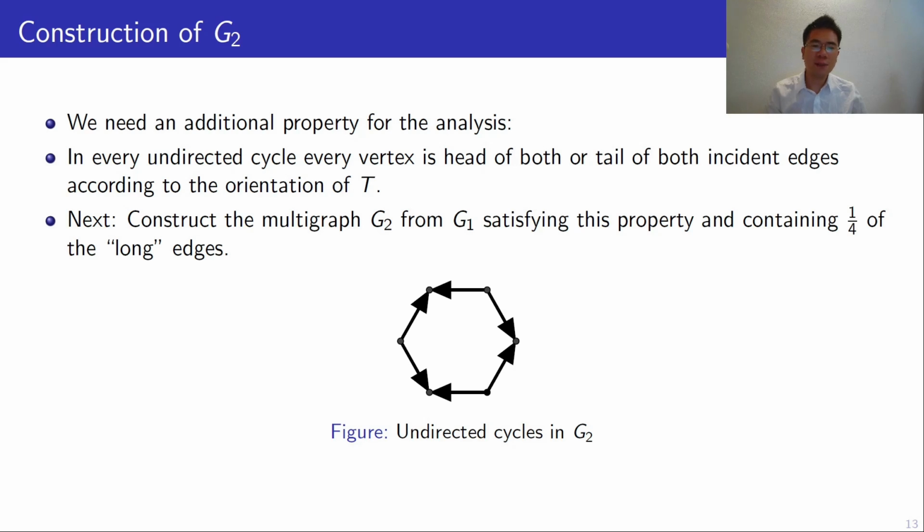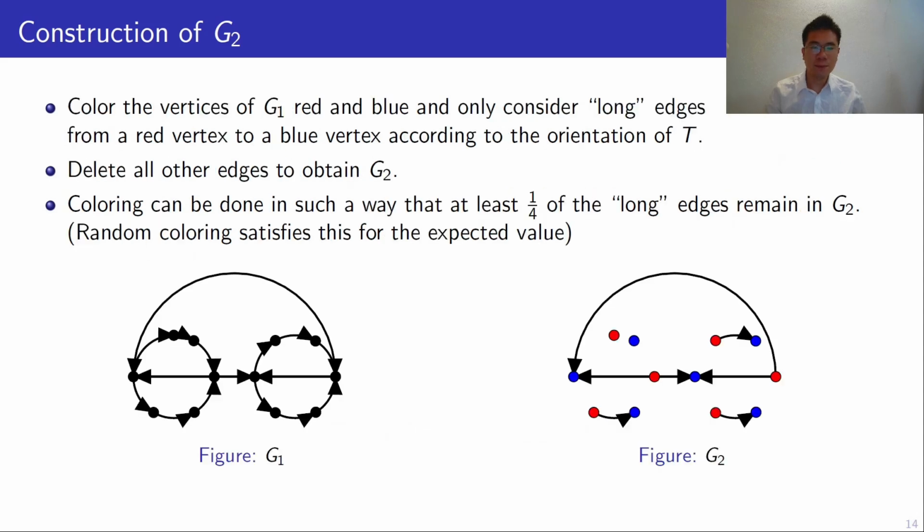So the next step is to construct the multigraph G2 from G1, satisfying this property and containing a quarter of the long edges. We do this by coloring the vertices of G1 red and blue, and only consider long edges from a red vertex to a blue vertex according to the orientation of T. So we will specify later how we color the vertices. And we delete all other edges to obtain G2.